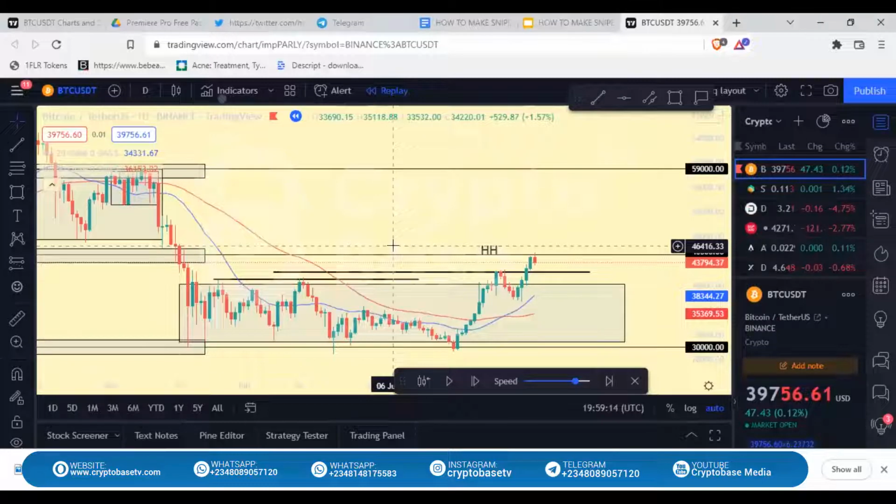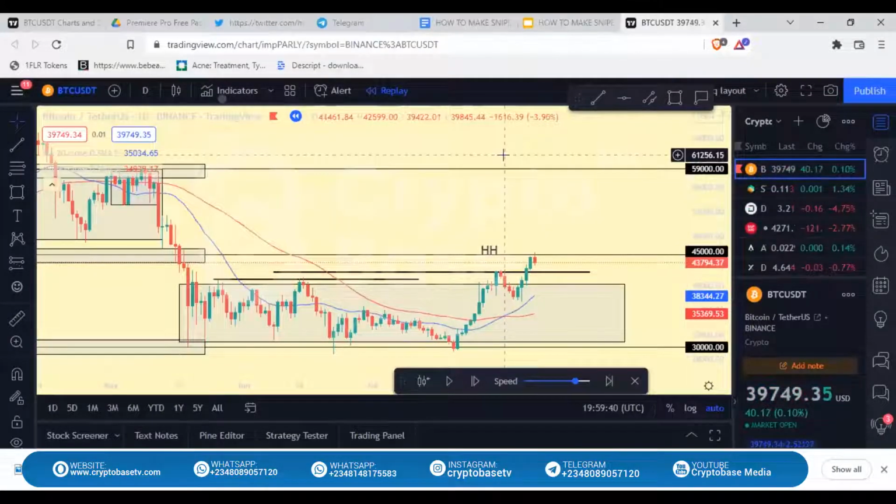Now, the third confirmation before your sniper entry is going to be a breakout, guys. That is going to be your bullish confirmation. That is where you are going to make your sniper entry, your killer entry. That's where you are going to make your big shots, guys.